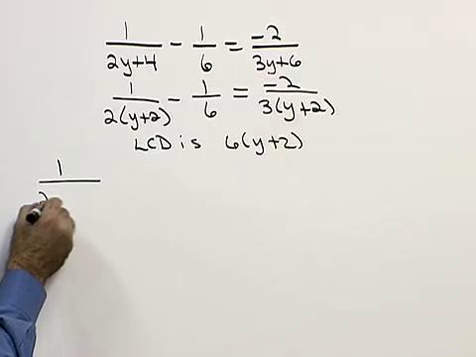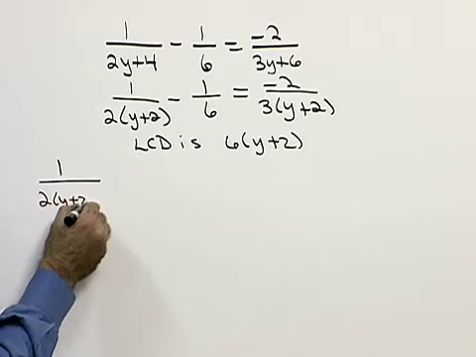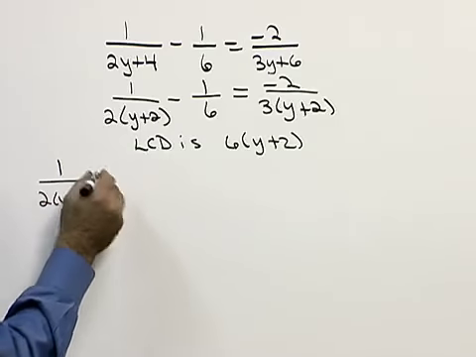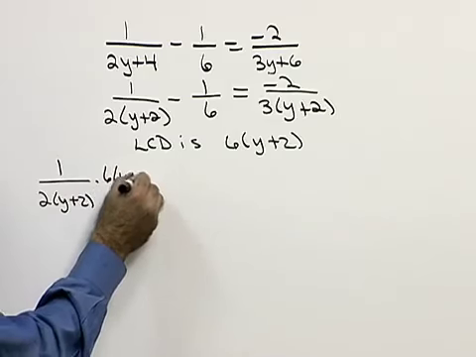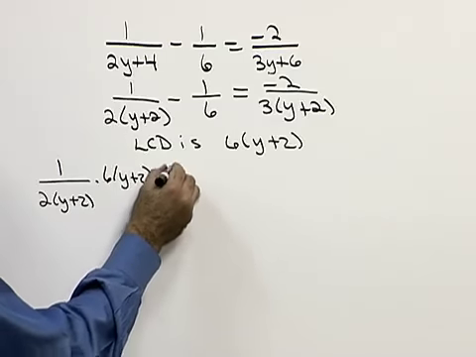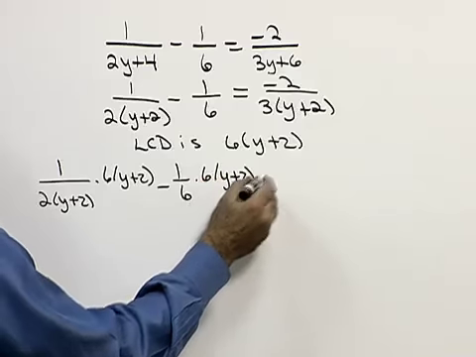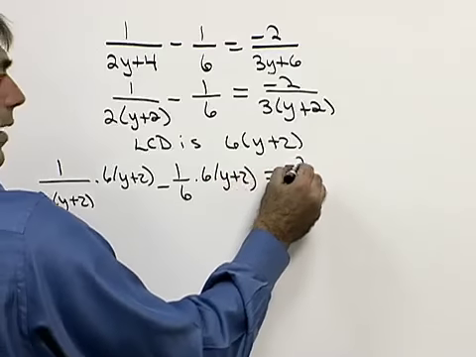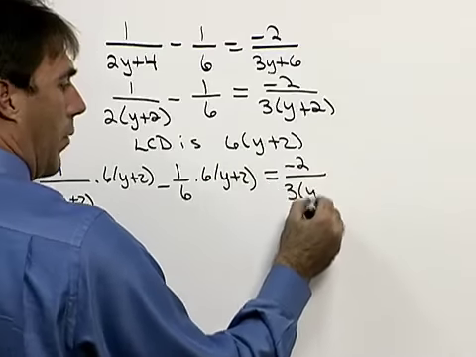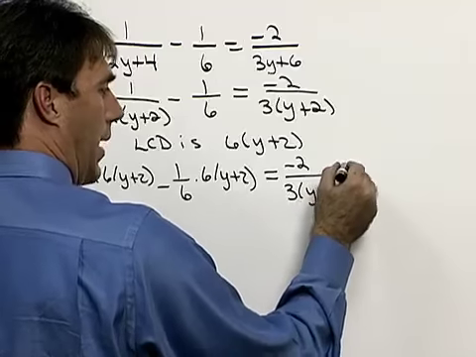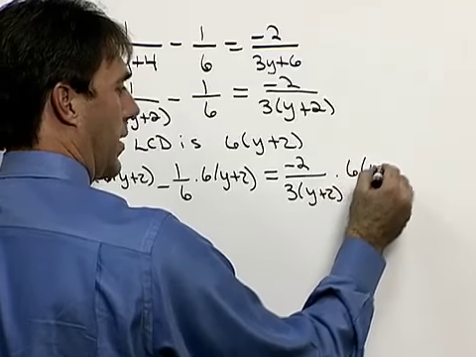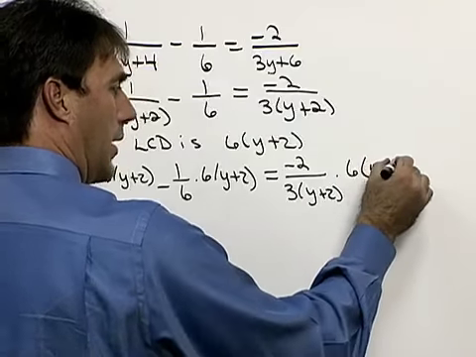So we'll have 1 over 2 times (y plus 2), times 6 times (y plus 2), minus 1/6 times 6 times (y plus 2), equals negative 2 over 3 times (y plus 2), times our least common denominator, which is 6 times (y plus 2). So let's now simplify.